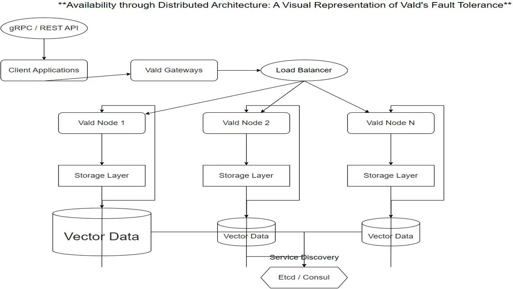To reiterate about the vector data, there are 3 of them. Having multiple instances of vector data likely implies replication or sharding of the vector embeddings across the Vald nodes for improved performance and fault tolerance.